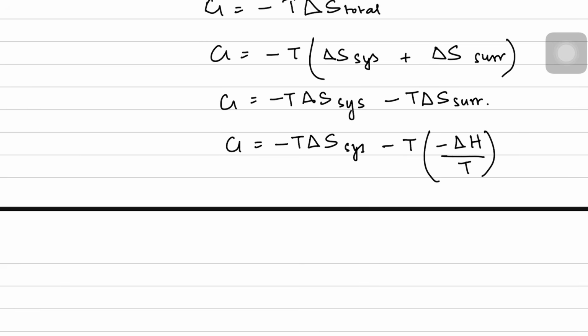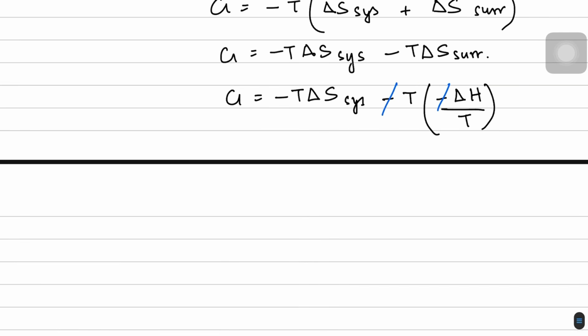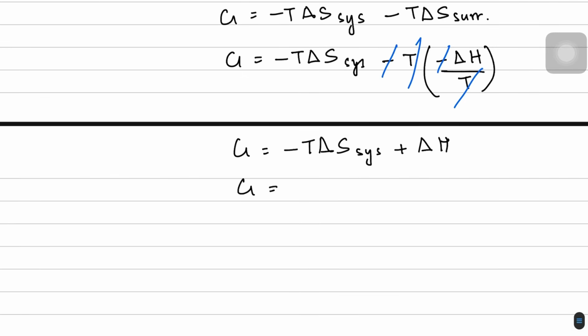When we solve it, we get to know that the negatives cancel each other, the T's cancel each other. We get Gibbs free energy is equal to negative T delta S for system plus enthalpy. Rearrangement gives us delta H minus T delta S. This is our final equation for Gibbs free energy calculation.